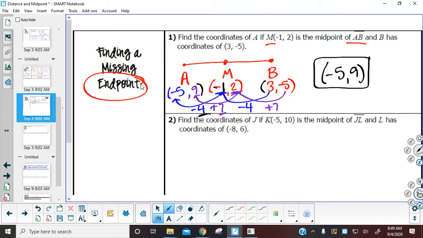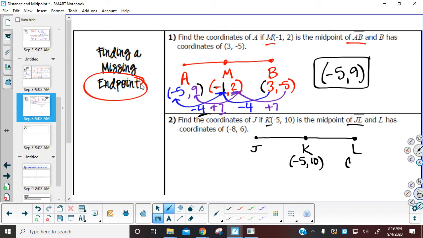Okay. So I'm going to try this one more time. All right. We're going to draw our picture. So again, I'm going to just take and sketch it. I don't have to worry about a coordinate plane. Okay, so we have K is the midpoint of JL. Okay, so I know K is the midpoint of JL. And then again, what I'm going to do is label what I know. So I know K is -5, 10.